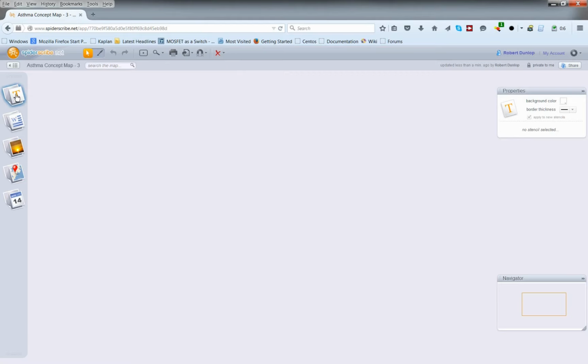SpiderScribe supports text boxes, Word documents, images, maps, and calendars. All very handy. However, the only thing we really need is a text box. So I'm going to put this in the middle here. I'm going to grab some information that's relevant to our situation here. So we have our lady here. I'm going to double click and get back in there. I'm going to paste some information so you don't have to deal with the painful aspect of watching me type.